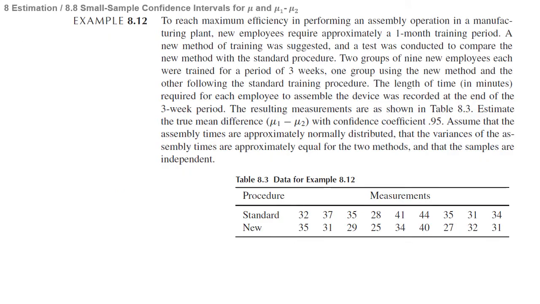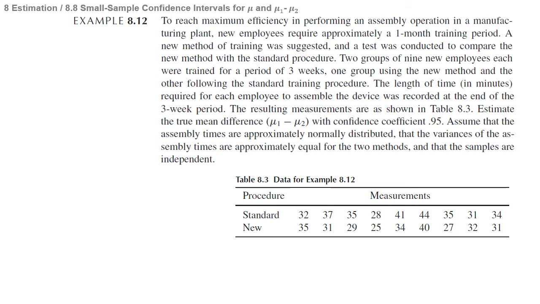Let's move on to example 8.12. This one has a very long script, but let's go. Example 8.12. To reach maximum efficiency in performing an assembly operation in a manufacturing plant, new employees require approximately a 1 month training period. A new method of training was suggested and a test was conducted to compare the new method with the standard procedure.